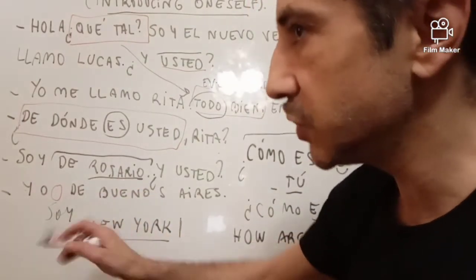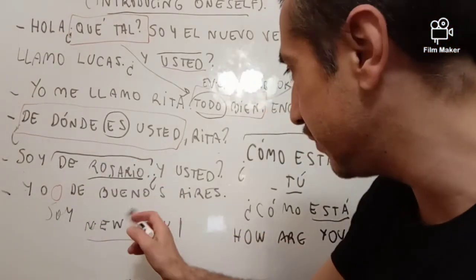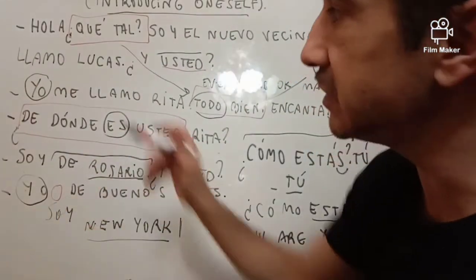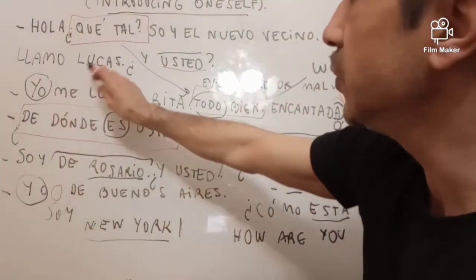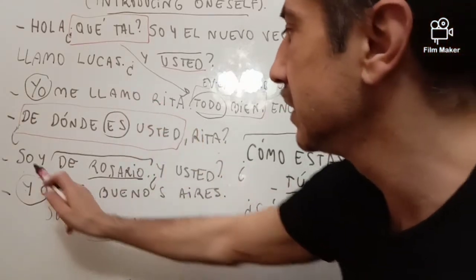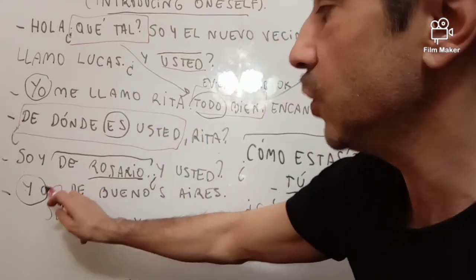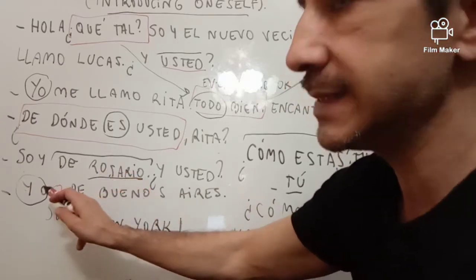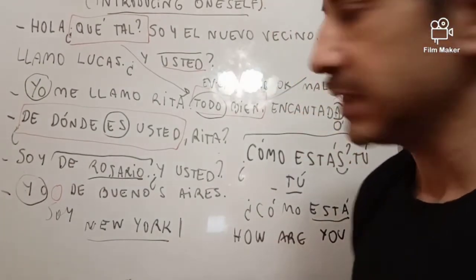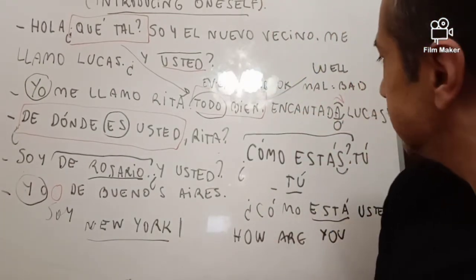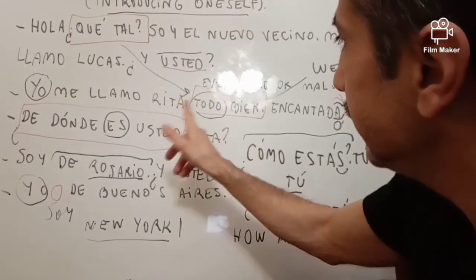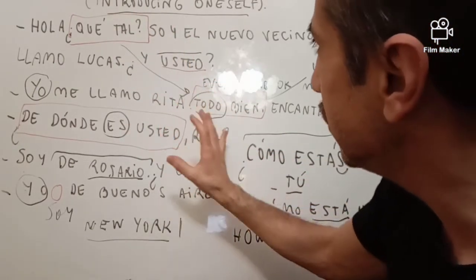So we can say "yo soy de Buenos Aires." We use the "yo" in this case, as I told you in the other lesson, to show contrast. Your name's Lucas, but instead mine is Rita. You're from Rosario. Instead, I come from Buenos Aires. So let's see. ¿Qué tal usted?